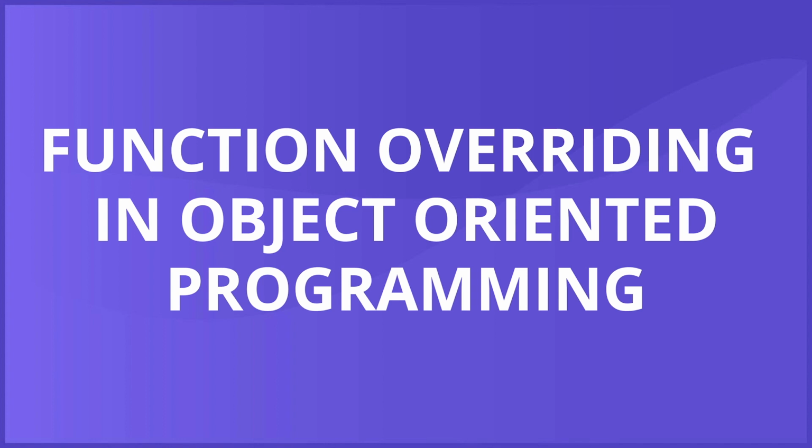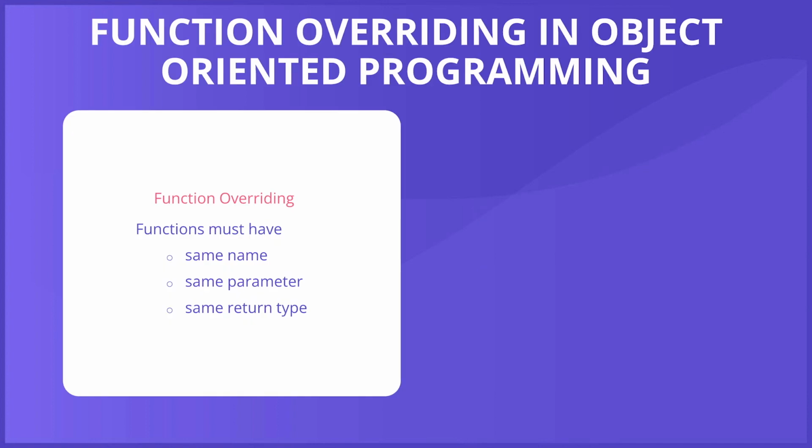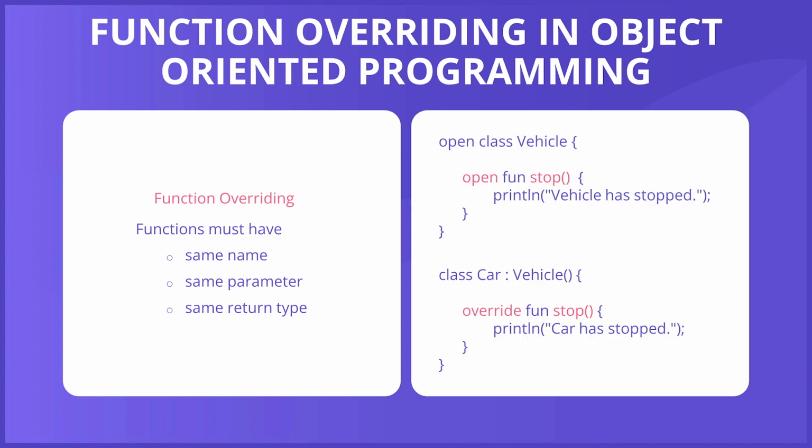So now we're going to learn about function overriding. If you define a function in a subclass that's already defined in the superclass with the same name, same parameter, and same return type, well, yes, you can do it. It's actually known as function overriding. In this case, the function in the superclass is called the overridden function, and the function in the subclass is called the overriding function.